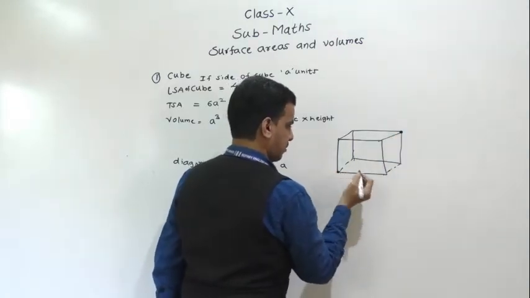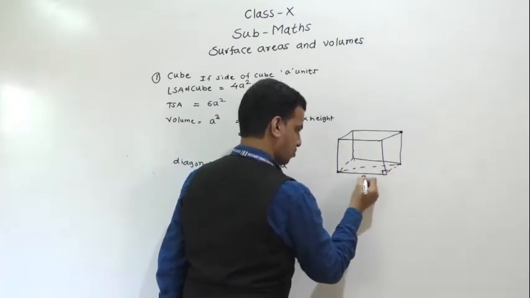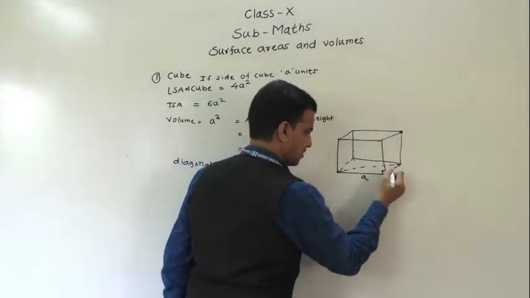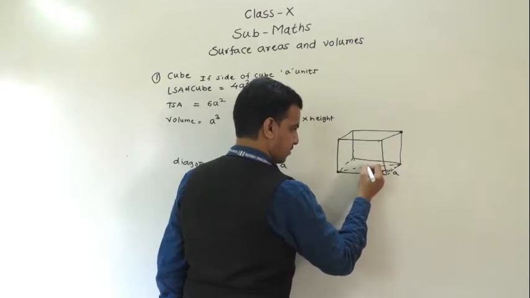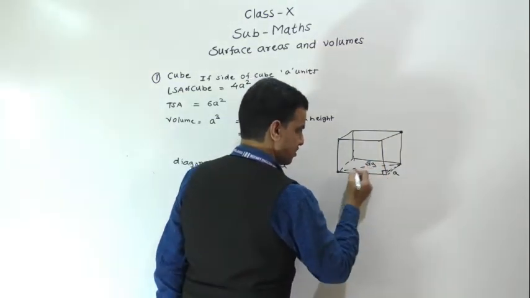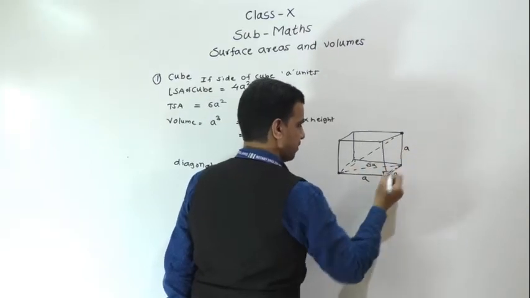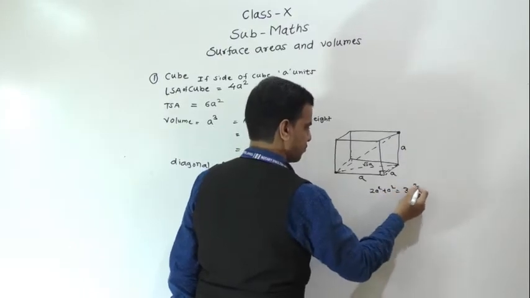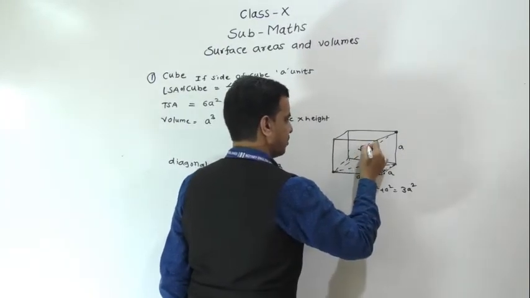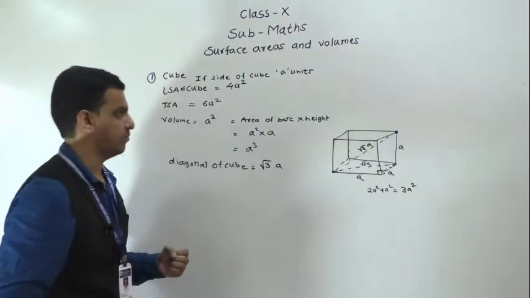So first we find this side, this is a right angle, so if this side is a, this is also a, so a square plus a square, we get the hypotenuse, 2a square, that is root 2 a. Now this is root 2 a, this is again a, so root 2a square, that is 2a square plus a square, we get 3a square, and if we find the square root, this is root 3 a. So diagonal of cube is root 3 a, okay.